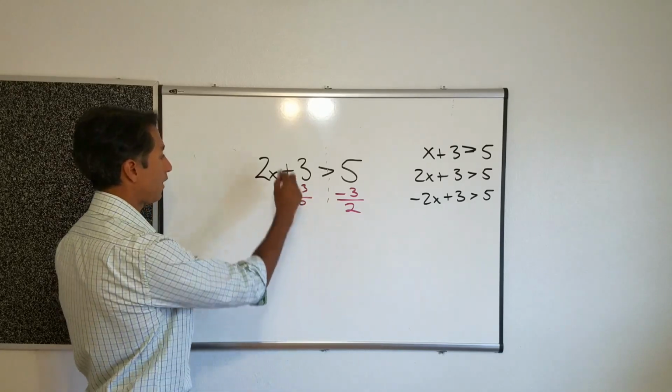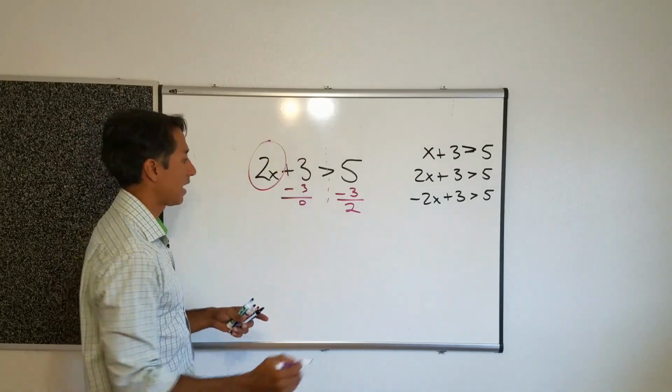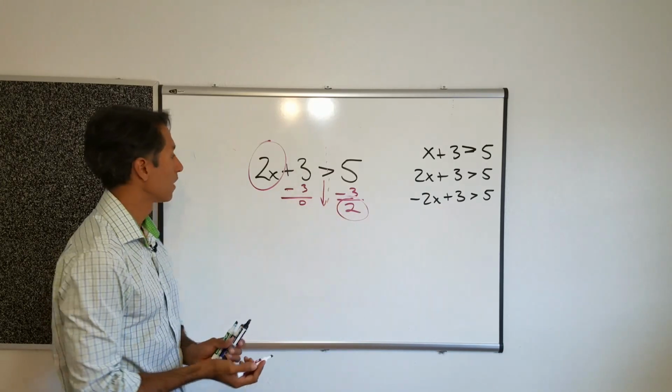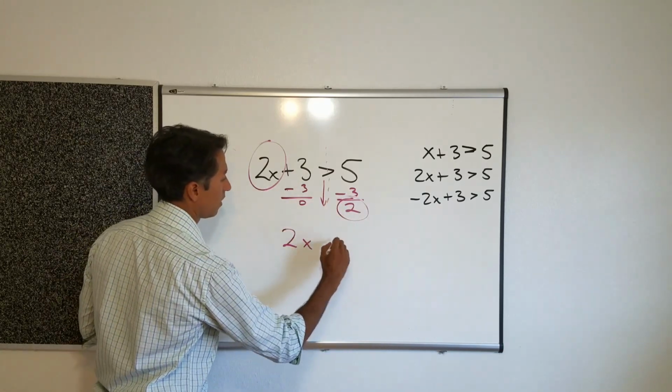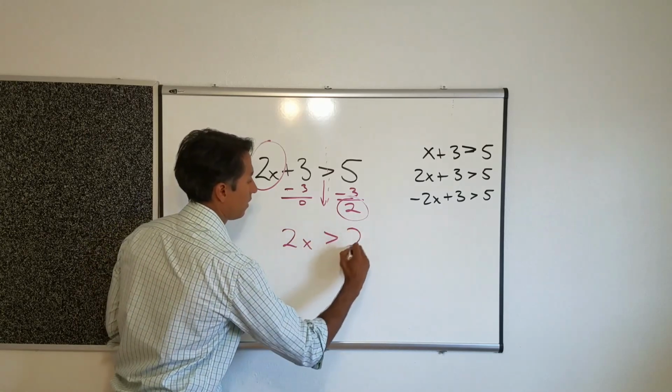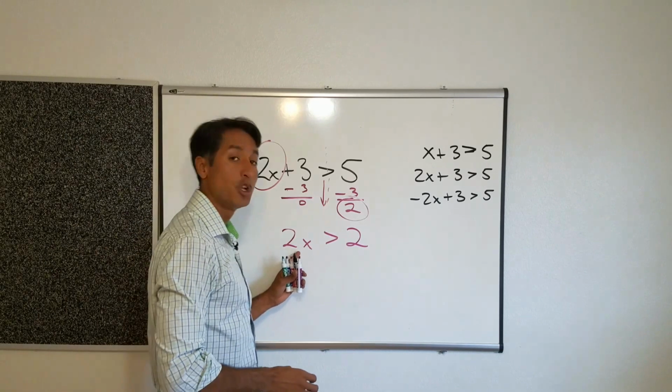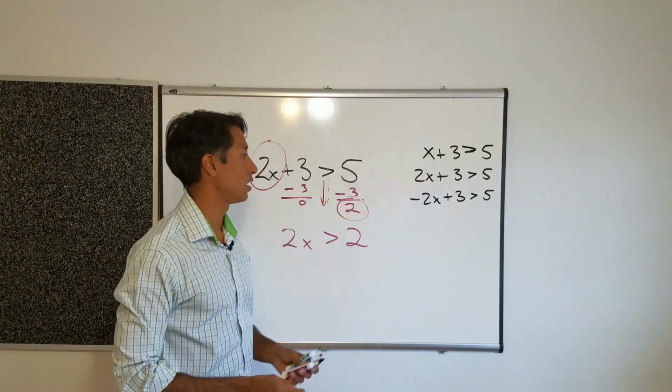So what do I have left on this side? That guy, and on this side I have this guy. The inequality just moves down. So I have 2x greater than 2.